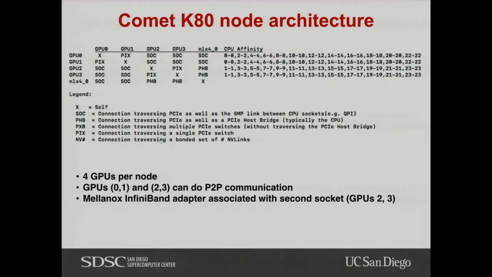So moving on to the architecture. We basically have 2 sets of nodes, as I mentioned, in terms of GPUs. So the K80 node, let me see if I can point. GPU 0 and GPU 1 can do GPU direct, and then GPU 2 and 3 can do GPU direct, and the network card is on the same socket as GPU 2 and 3. So you can imagine this can lead to some interesting issues and optimizations that have to be done.